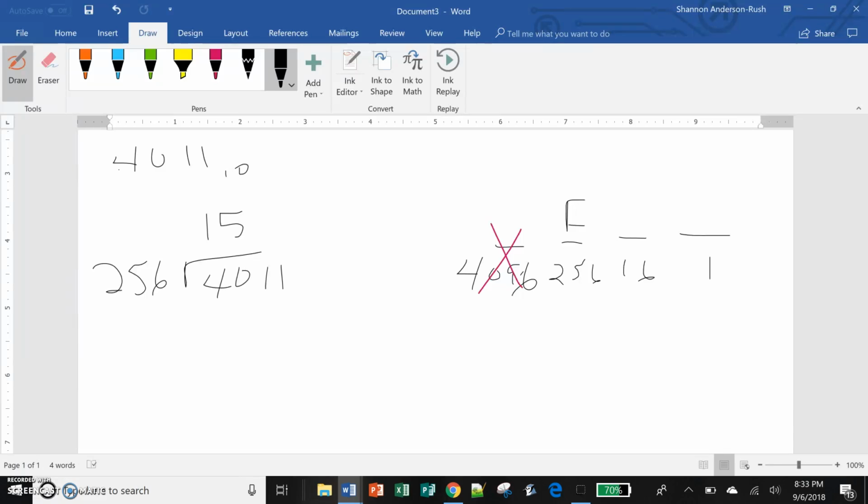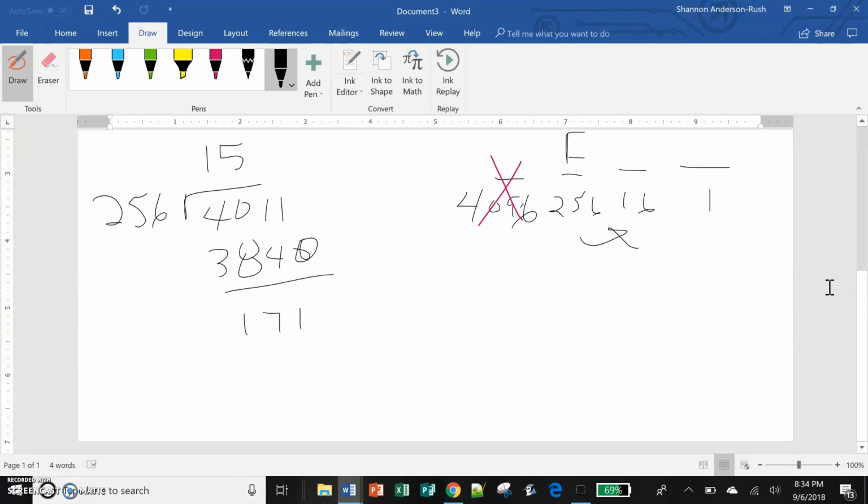Now, of my original 4,011, I have just used up 3,840 of my value, because 15 times 256 is 3,840. So I have to subtract that from the 4,011. 4,011 minus 3,840 leaves me 171. I'm going to move over to my 16th place now.